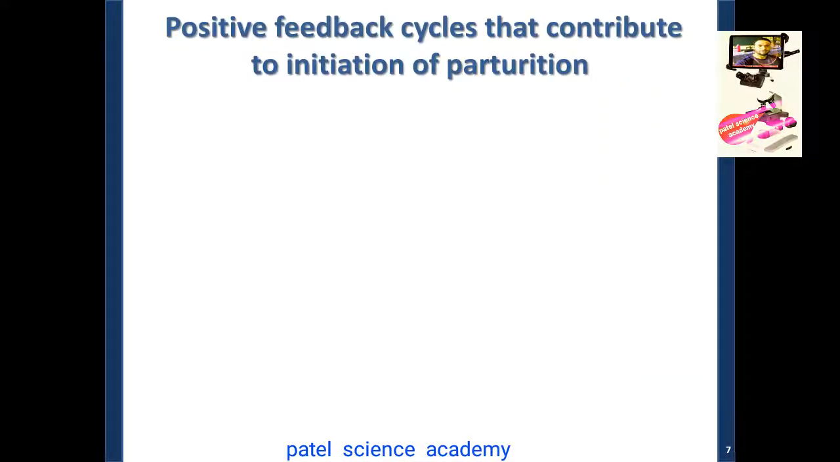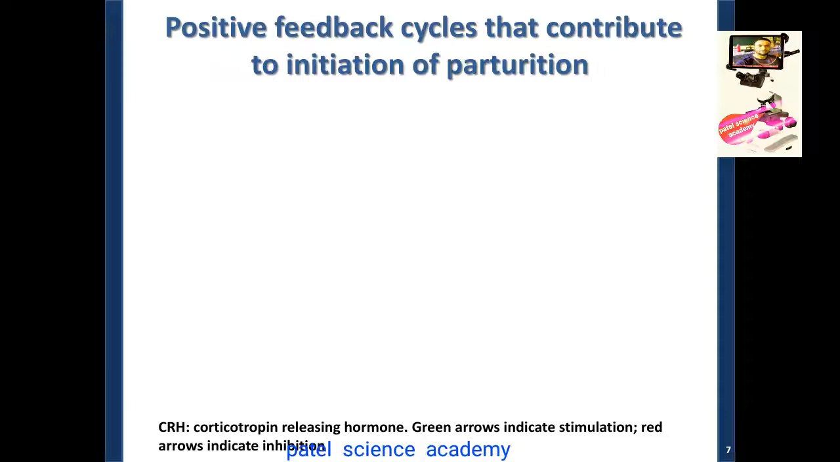Then, dear students, the positive feedback cycles that contribute to the initiation of parturition. As you know, parturition is the process of childbirth. So CRH, that is the corticotropin releasing hormone, I'll explain here diagrammatically. In this explanation, the green arrows indicate stimulation, while the red arrows indicate inhibition. So just remember it: green arrow means stimulation and red arrow means inhibition.